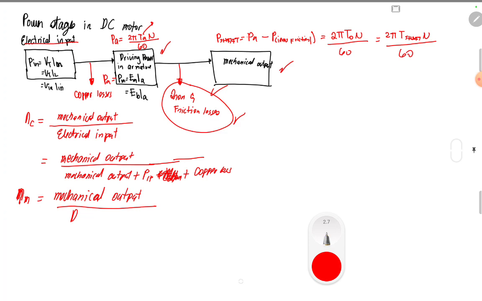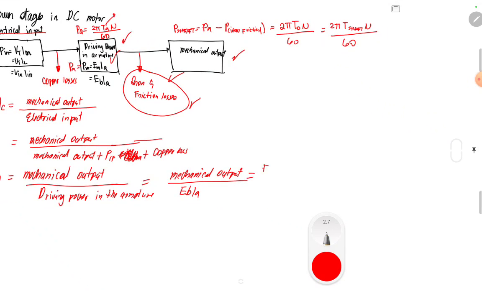So our driving power in the armature. Or this is simply equal to mechanical output divided by EBIA, or this can be equal to EBIA minus P of your iron and friction losses all over EBIA.